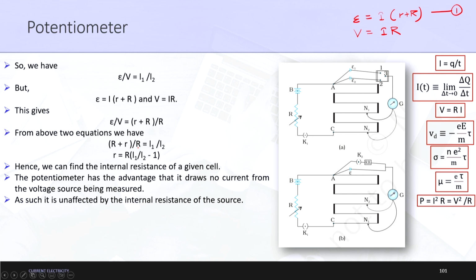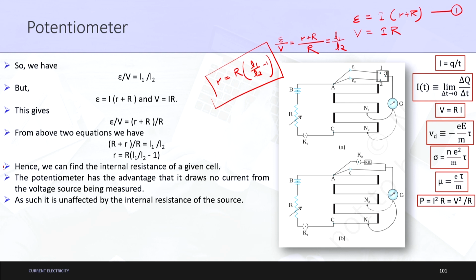Okay. Quite evident, we don't even need the value of capital I here. Therefore we find that epsilon by capital V is equal to small r plus capital R upon capital R. So from the above equations, this is equal to L1 by L2. Therefore what we got is small r is equal to capital R into L1 by L2 minus 1. You just need to remember this, and then finally we can find the value of internal resistance. So hence we can find the internal resistance of a given cell. The potentiometer has the advantage that it draws no current from the voltage source being measured.